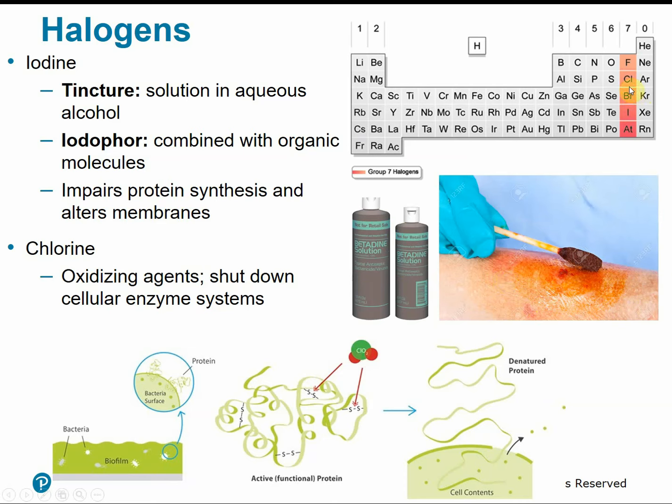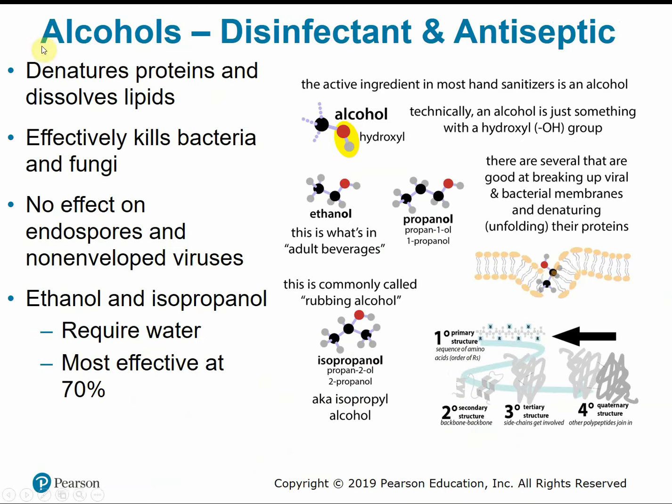Chlorine is an oxidizing agent that's going to shut down those cellular enzyme systems, essentially by attacking the chemical bonds in those enzyme proteins, ultimately denaturing the protein and causing it to lose its function. Alcohols are used for disinfectants and antiseptics. They work by denaturing proteins and dissolving the lipid membrane. They're very effective at killing bacteria and fungi. However, they don't really have an effect on endospores or non-enveloped viruses.